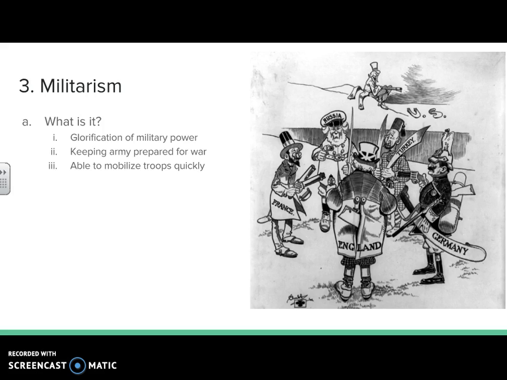In this time period, we're talking about some of the biggest, largest armies that the world had ever seen, and it takes time to move that many people. And so militarism also gears countries towards being able to mobilize or move those troops quickly. So how did that increase tensions among European nations? Well, first of all, it led to arms races.